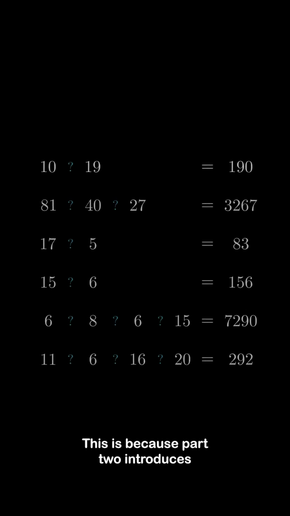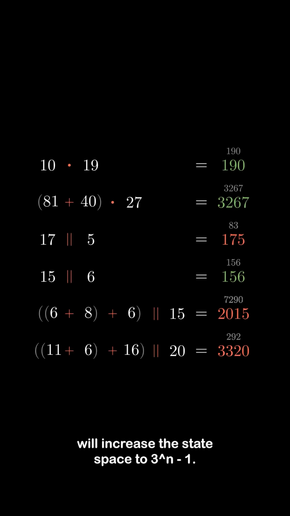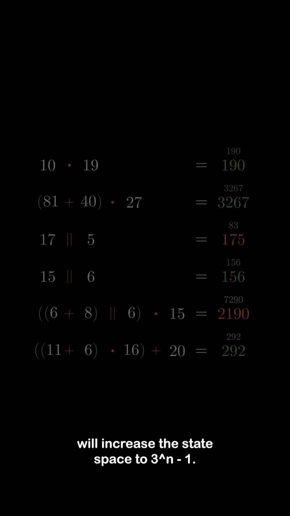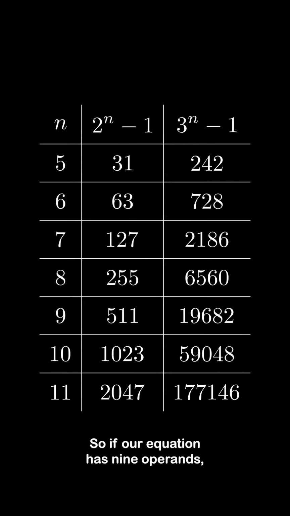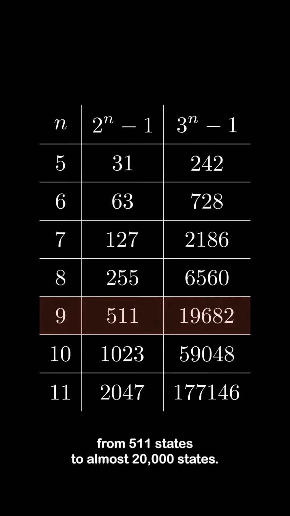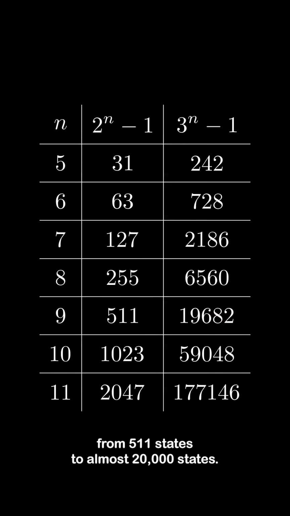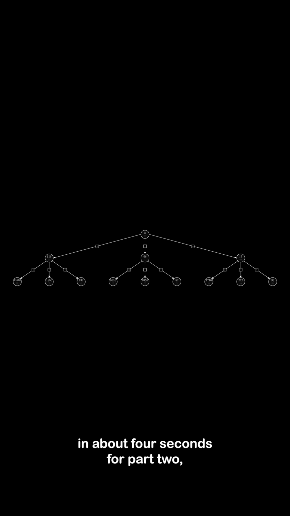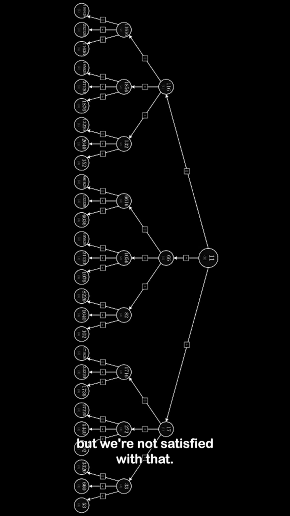This is because part 2 introduces one more operation, concatenation. What seems like an insignificant change at first will increase the state space to 3 to the n-1. So if our equation has 9 operands, it means that we go from 511 states to almost 20,000 states. The DFS traversal will actually run in about 4 seconds for part 2, but we're not satisfied with that.